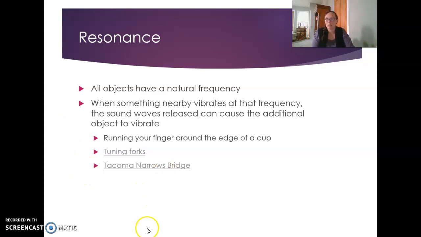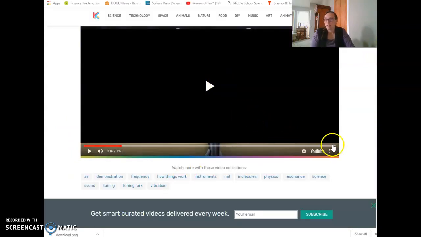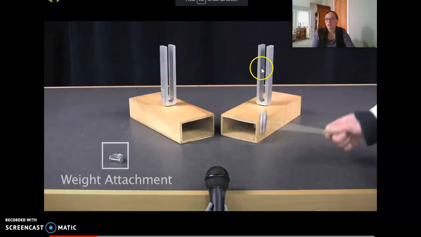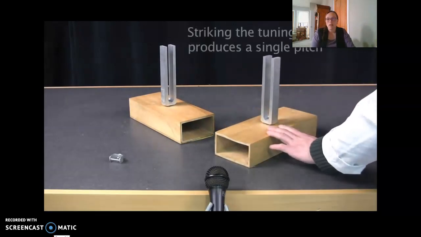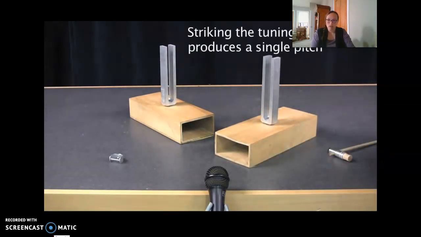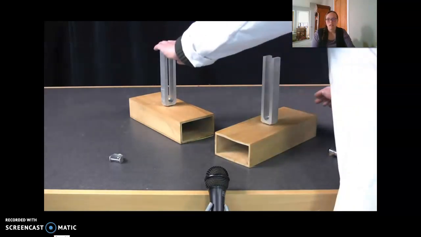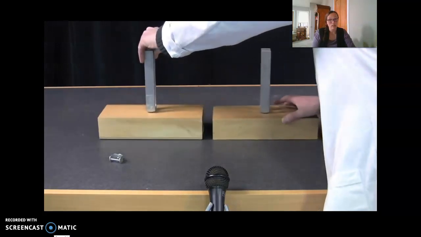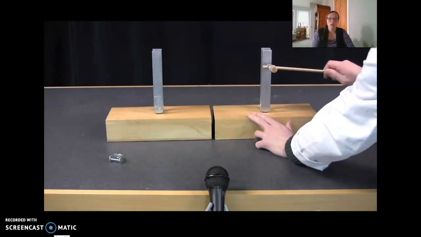A couple other examples. I want to show you this video of a tuning fork causing resonance with another tuning fork. So a tuning fork looks like this, and it's just metal, and when we hit the tuning fork, which we will do here, that vibration causes the air to vibrate. The air vibrating went into the microphone and caused us to hear that tone. And you just kind of saw, he had to stop one, he had to stop the other. So both of those tuning forks are the same.